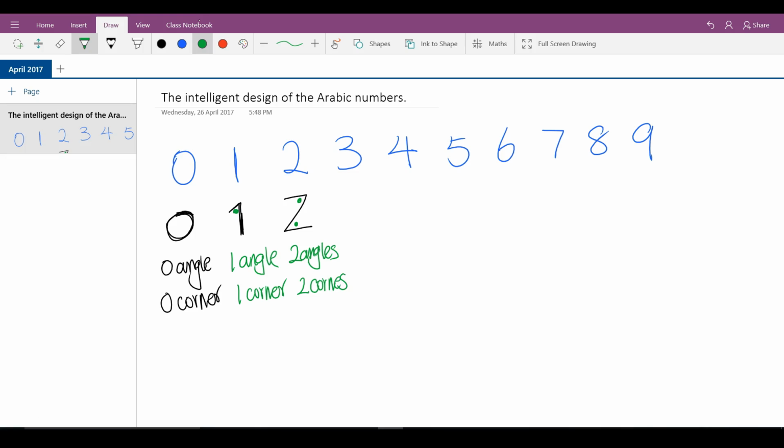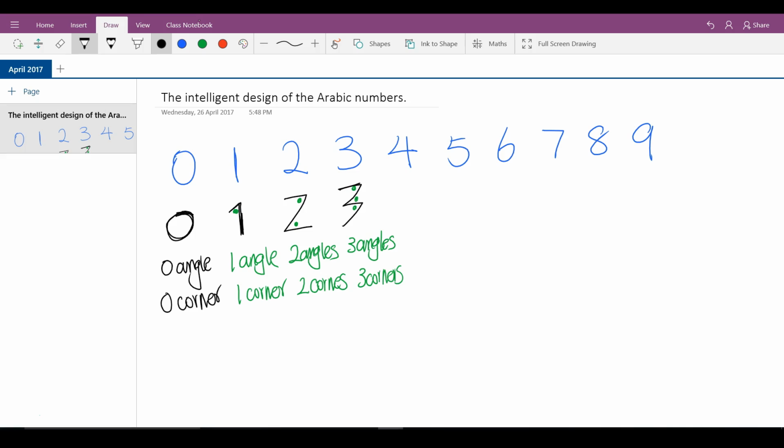All right, let's go to 3. And 3 looks like this. Now you can see there are 3 angles. 1 is here, 1 is here, and 1 is here. Yeah, 3 angles, 3 corners. All right, you see it's slowly getting a hang of it?